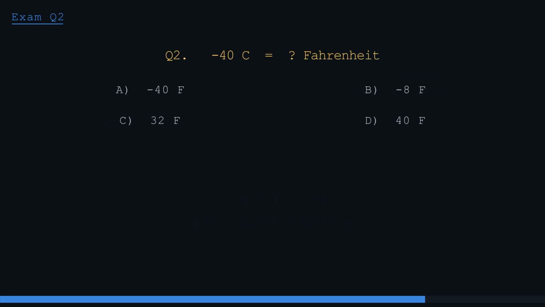Question 2. Convert negative 40 degrees Celsius to Fahrenheit. Pause and choose your answer. The answer is A, negative 40 Fahrenheit. F equals C times 9 over 5 plus 32. Negative 40 times 9 over 5 is negative 72, plus 32 equals negative 40. Negative 40 is the only temperature where Celsius equals Fahrenheit.